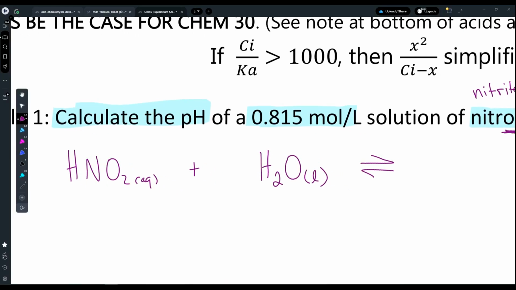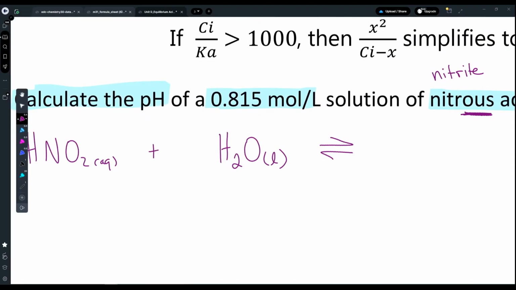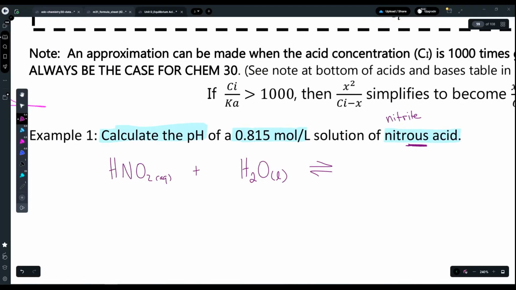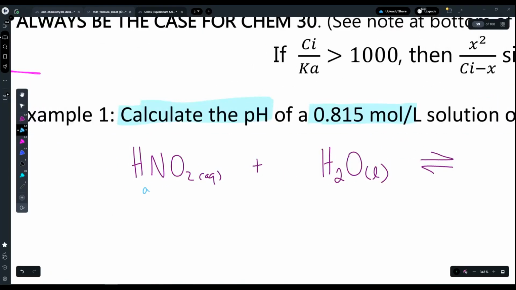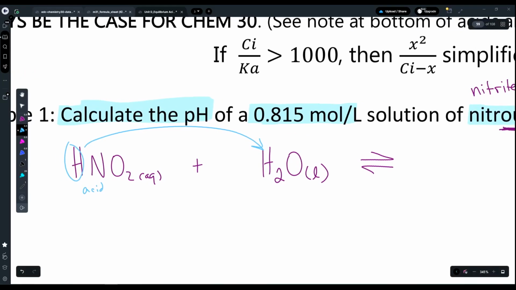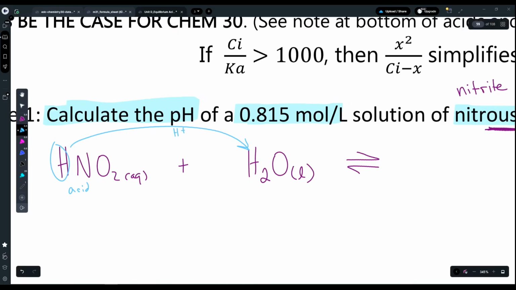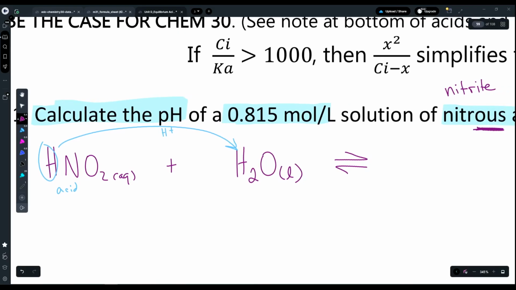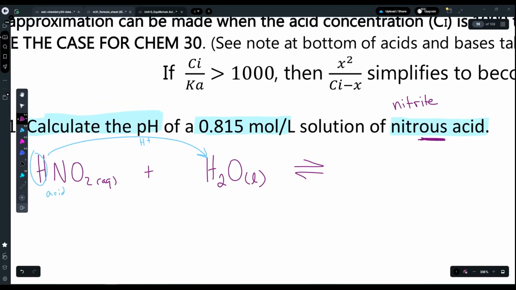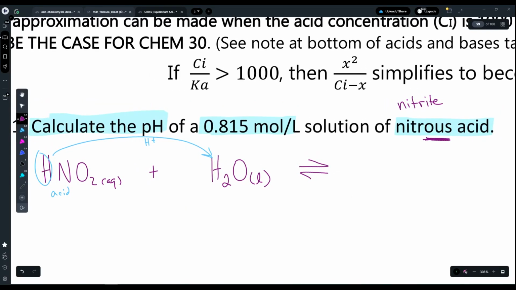Okay, since it's a weak acid reacting, we use the equilibrium arrows. And then for our products, since this is the acid, A for away, the hydrogen is going to go away from the acid and towards the base. So water here is acting like a base because it's accepting a proton, whereas nitrous acid is acting like an acid because it is donating its proton.